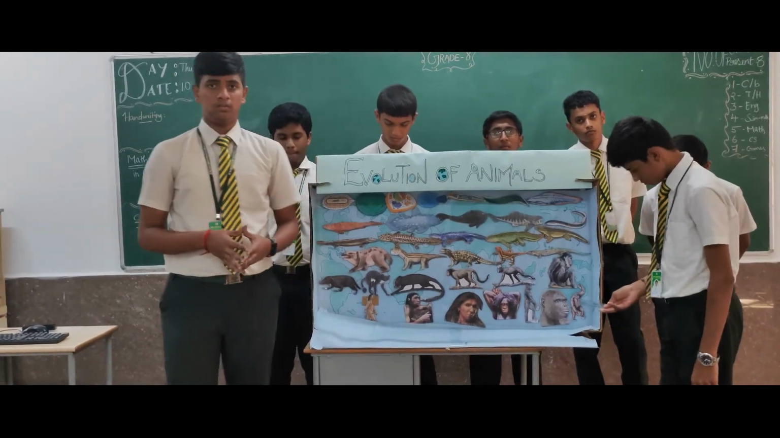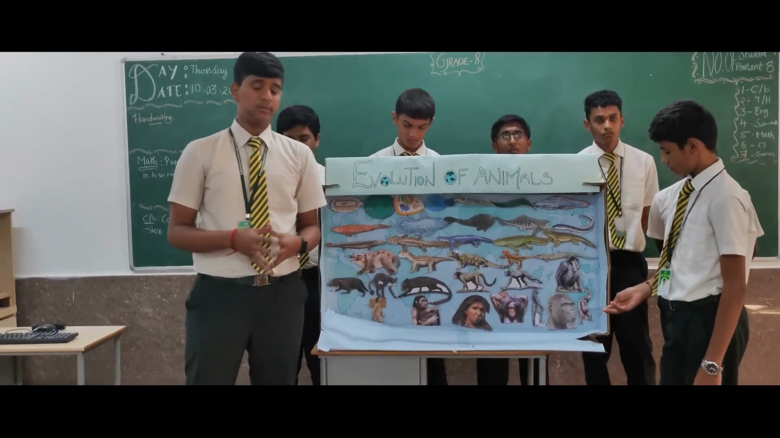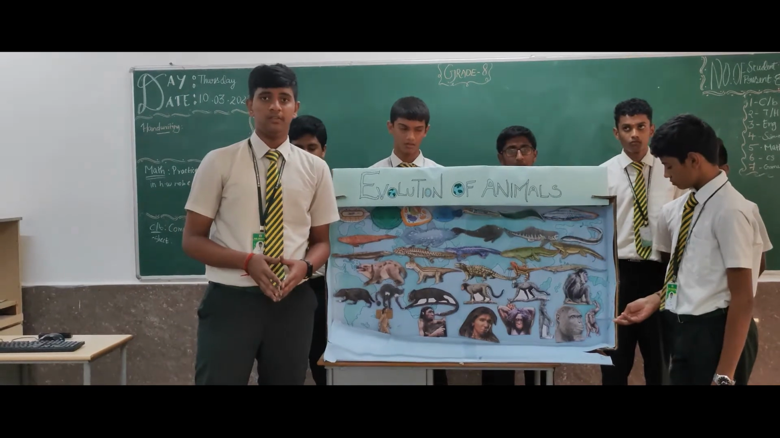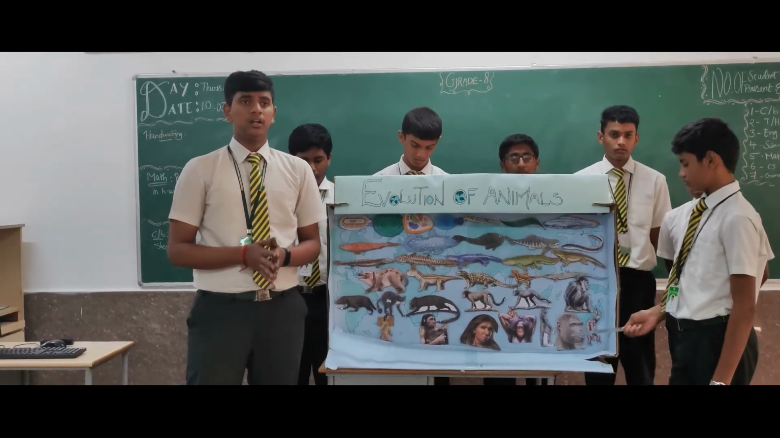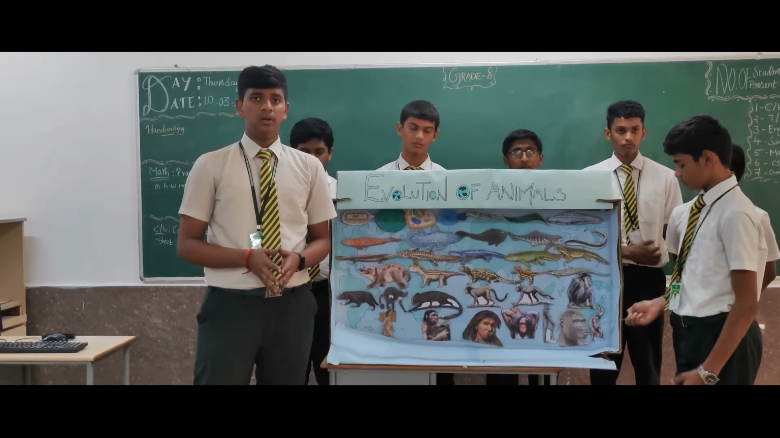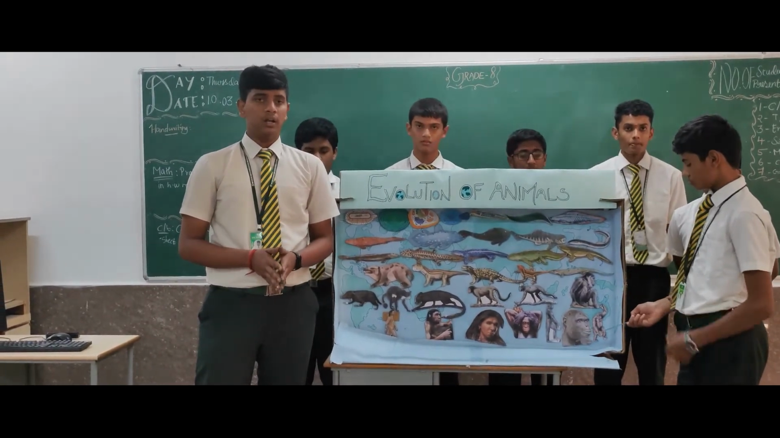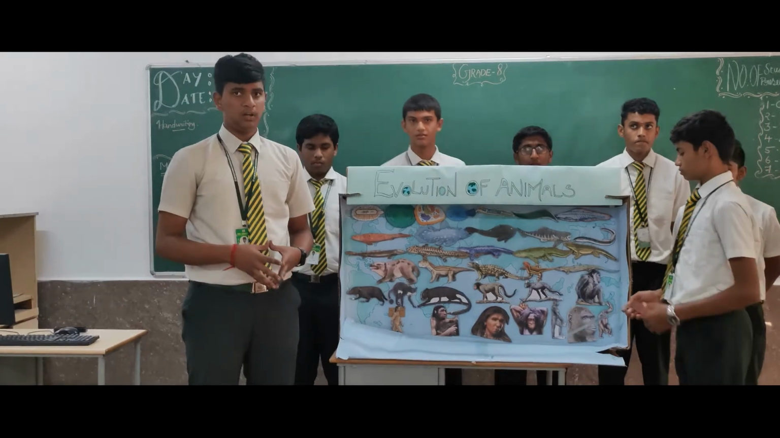Then it got transformed into Proconsul. It got transformed into Oranopithecus. Oranopithecus is also known as Great Ape. Then it got transformed into Orenin. Orenin is also known as Original Man. Now my friend Pranav will explain next part of evolution.